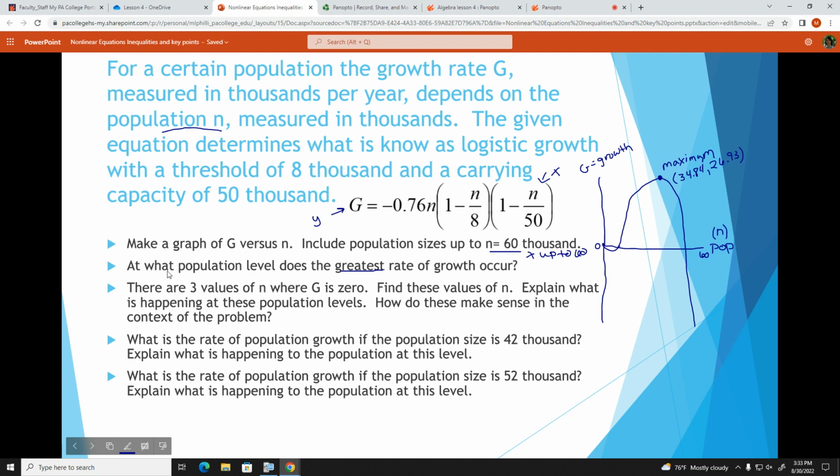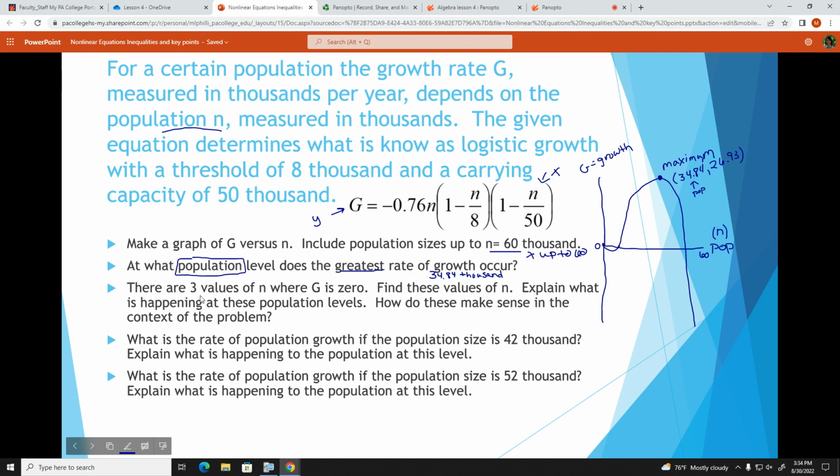It asked me at what population. Looking at the labels on my graph, population was the x-axis. So this is the population. So at what population? Well, at 34.84, and it did tell me up here population measured in thousands. So at 34.84 thousand, that's when the animals were growing the fastest. Okay.